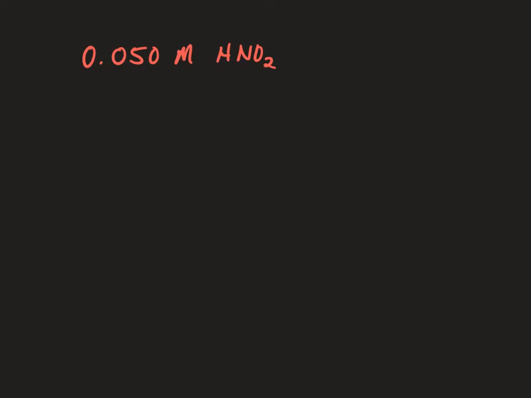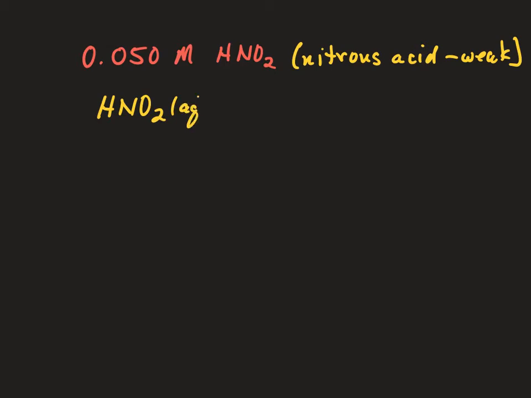Let's consider a 0.05 molar solution of nitrous acid. Nitrous acid is a weak acid, and so it's going to act differently than what we've dealt with up until now. If we put nitrous acid in solution, instead of dissociating 100%, it will create an equilibrium between hydrogen ions and nitrite ions.